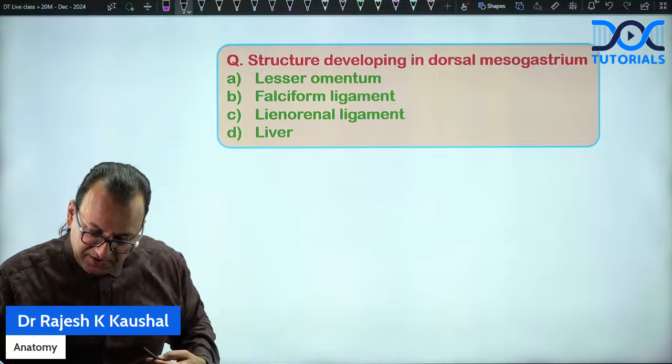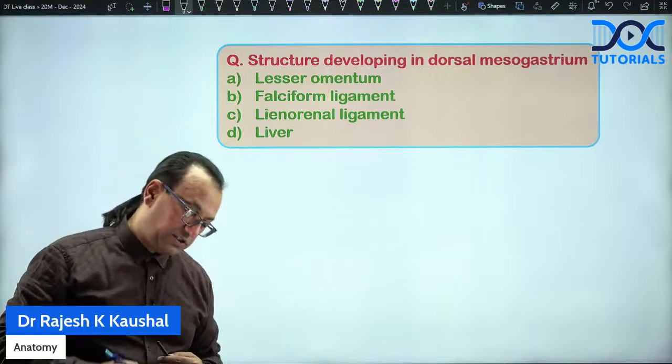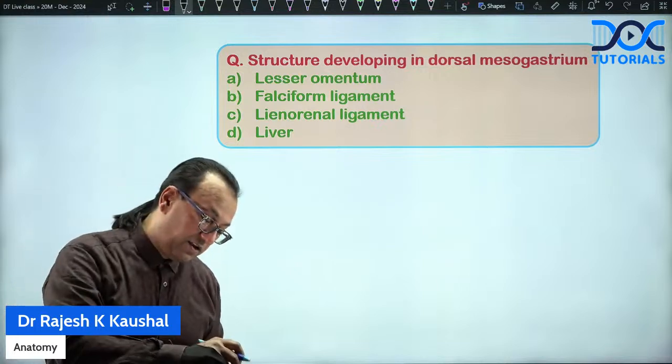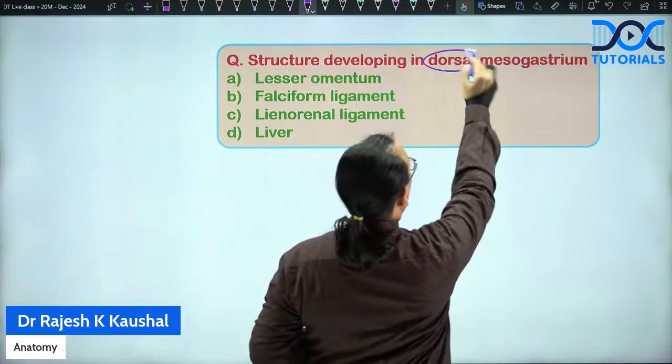Okay, right. So yes, Harshita, Jikesh, C is the answer. You are perfectly right, as we are talking about the structure in the dorsal mesogastrium.